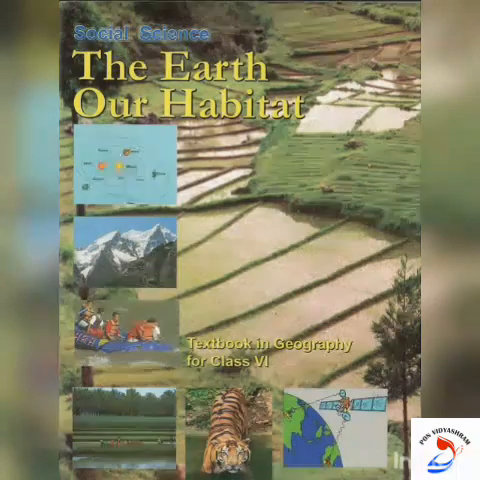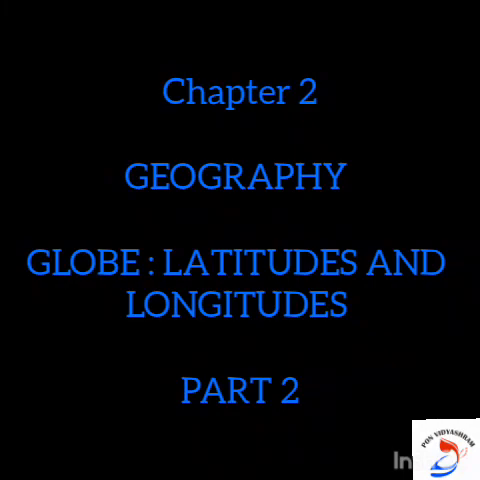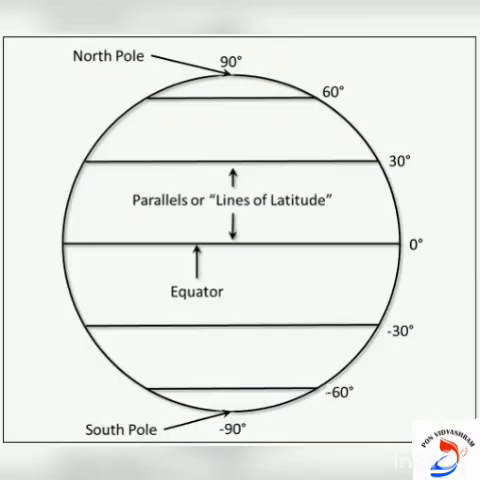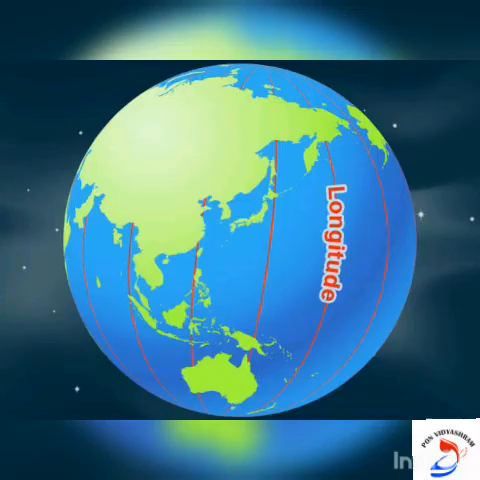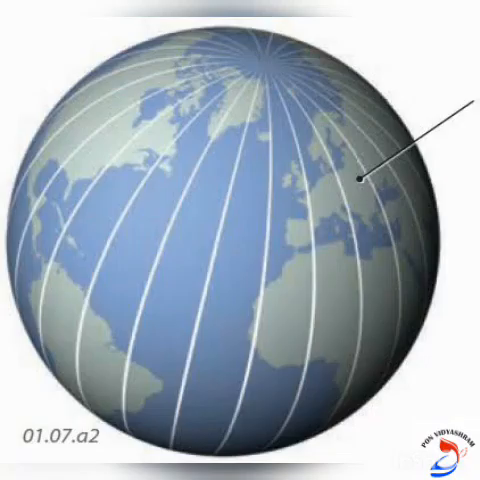In today's session, we will discuss the continuation of Chapter 2, Globe, Latitude and Longitude from Geography. In the previous session, we studied about latitudes, parallels of latitude, which are imaginary lines. These imaginary lines help to locate places easily. Now, we will study about longitudes. Latitudes are horizontal lines and longitudes are vertical lines.